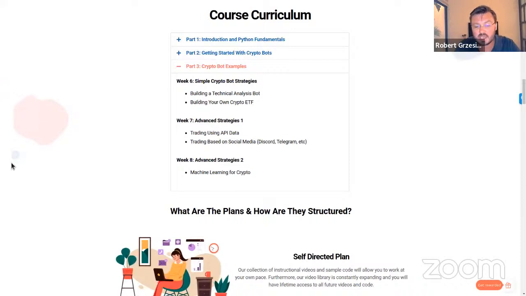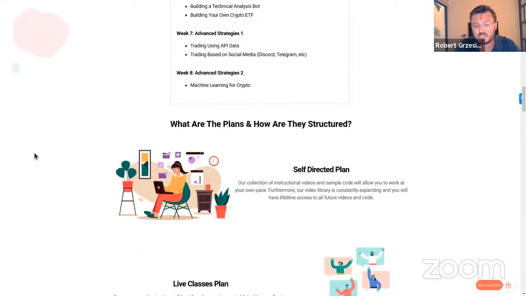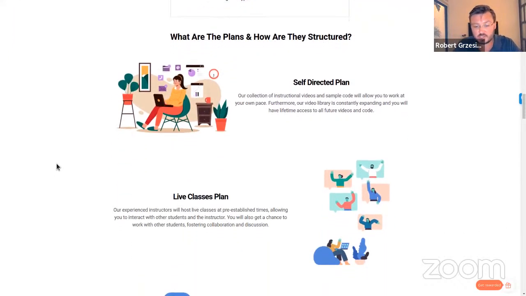And then week 8, we're going to get into machine learning with crypto. We have an entire class on machine learning, so it's not going to be a super highly detailed thing. We'll give you a bot that trades using machine learning, and we're going to show you specifically how to modify that and how to use machine learning within the crypto space. Okay, so that's the curriculum.